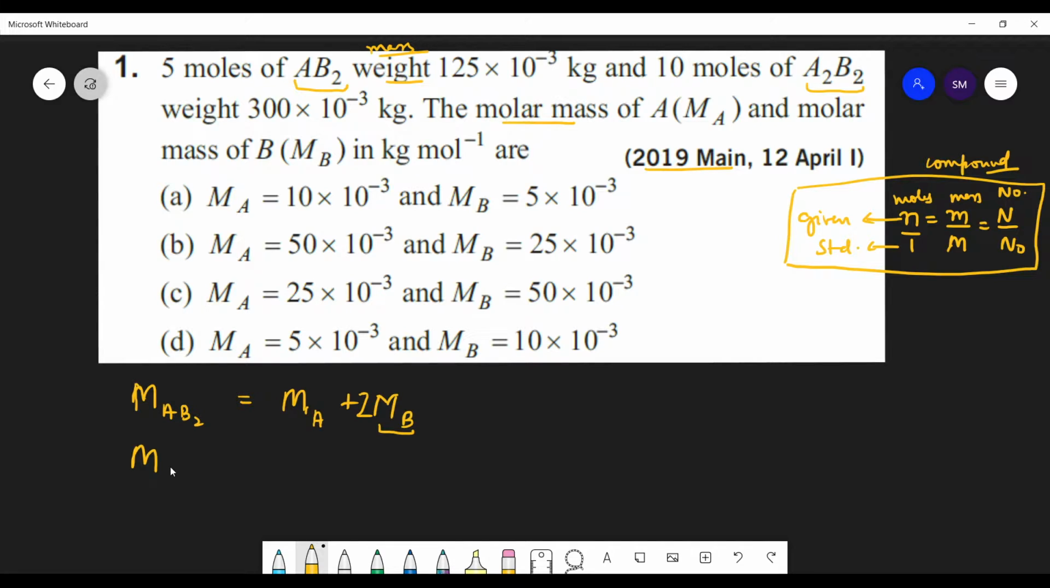What will be the molar mass of the second? Sir, 2Ma plus 2Mb. Okay, very good. 2Ma plus 2Mb. So students, these are the variables that you need to find. You can assume them as x, and you can assume it as y also. That's your choice, because this is your x and this is your y that you need to find.